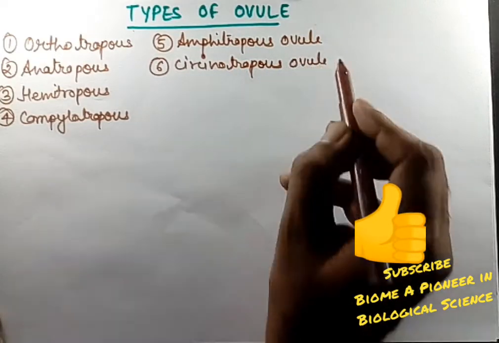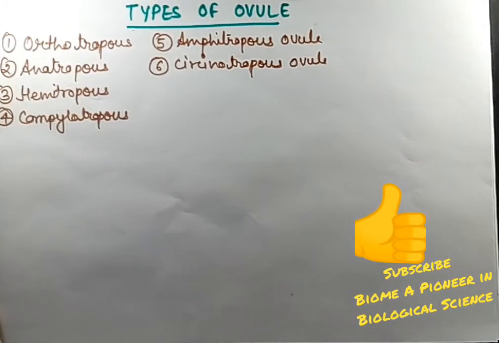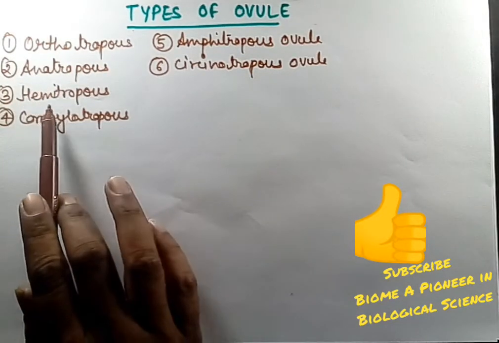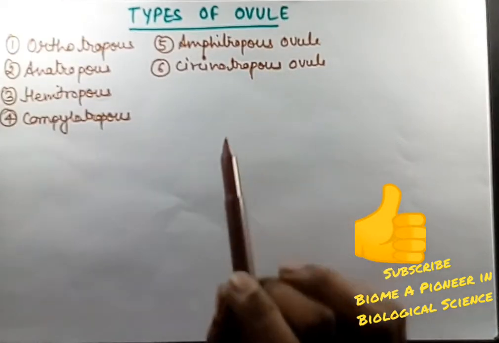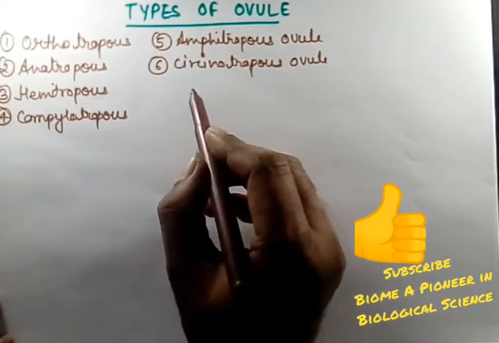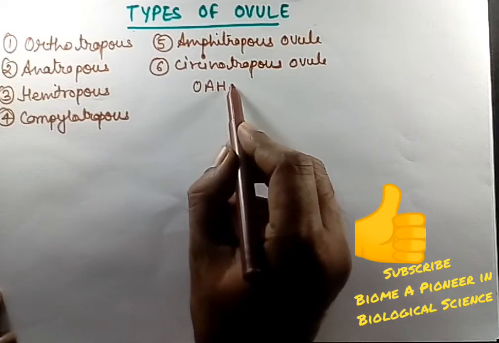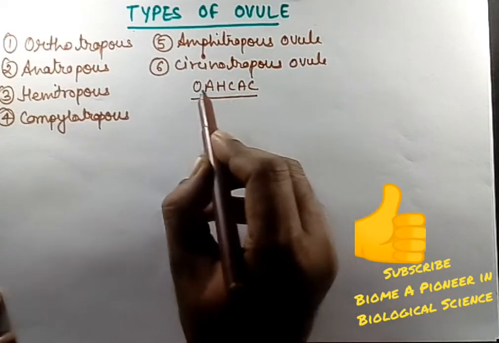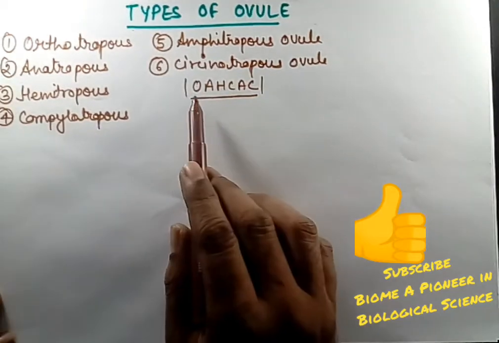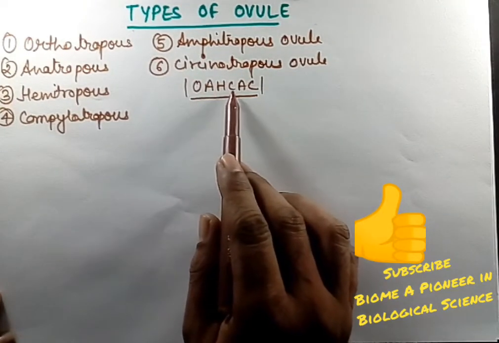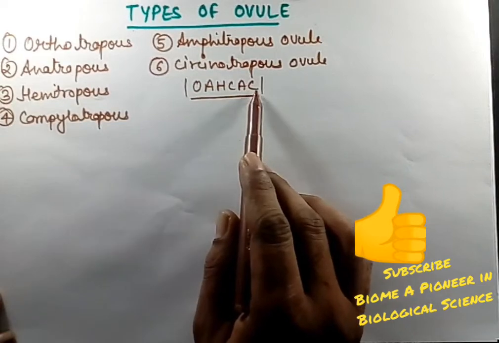So in different plants, different types of ovules are present, but mostly 80% of plants have the anatropous ovule, as we discussed in the previous lecture. Six types of ovules are present in different plants: orthotropous, anatropous, hemitropous, campylotropous, amphitropous and circinotropous. Simply, we can learn it as OAHCAC: orthotropous, anatropous, hemitropous, campylotropous, amphitropous and circinotropous.